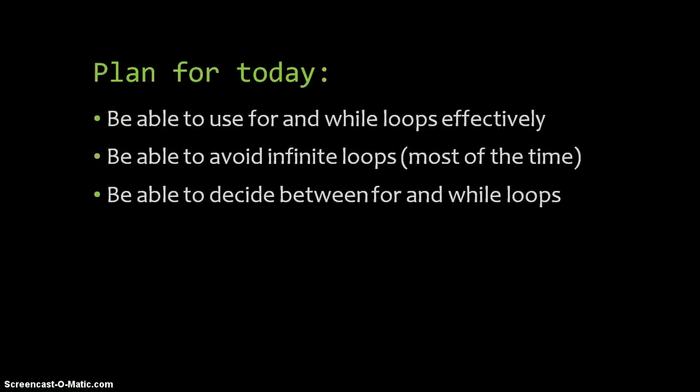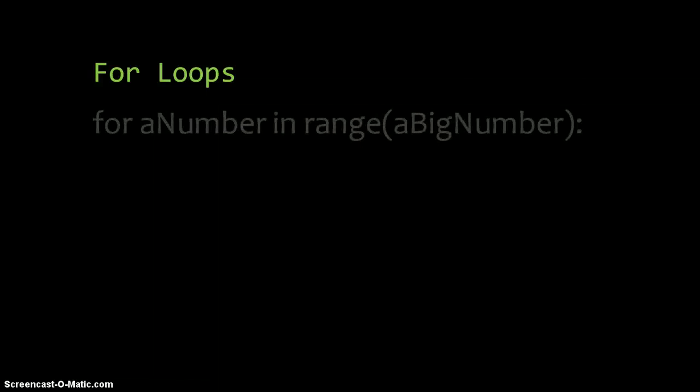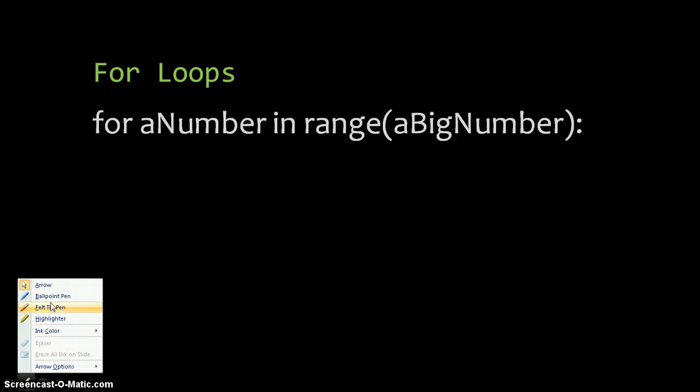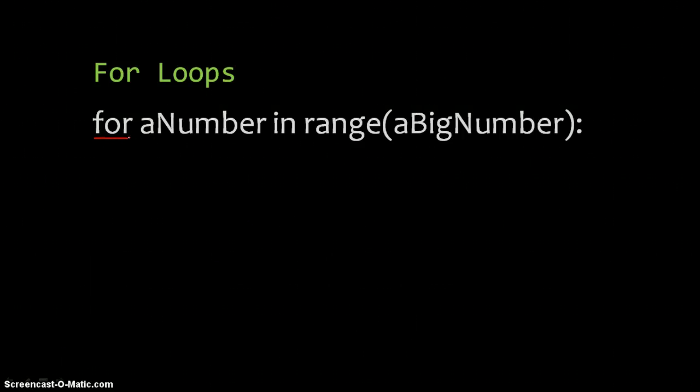So the goals for today is to be able to use for and while loops effectively to avoid infinite loops at least most of the time, and to be able to decide between for and while loops. So a for loop has a pretty simple structure. It's got the keyword for, of course. This is a label for every item in this list.